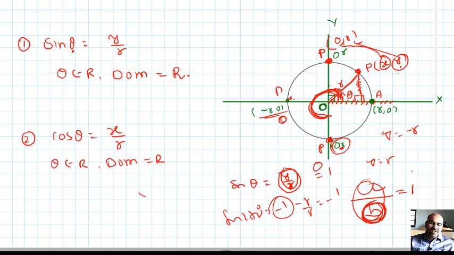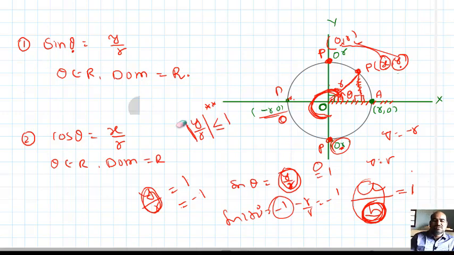What I am explaining here is that the y by r value equals 1 or equals minus 1, but this value is never greater than 1, and this value is never less than minus 1. That is the important thing. That is why I can say the mod of y by r, since sometimes we will also get negative values, the mod of y by r value is always less than or equal to 1. This is important.